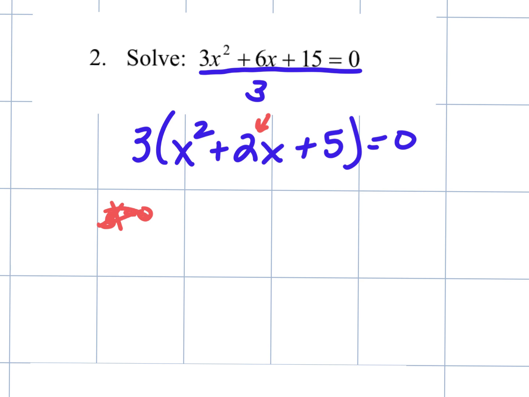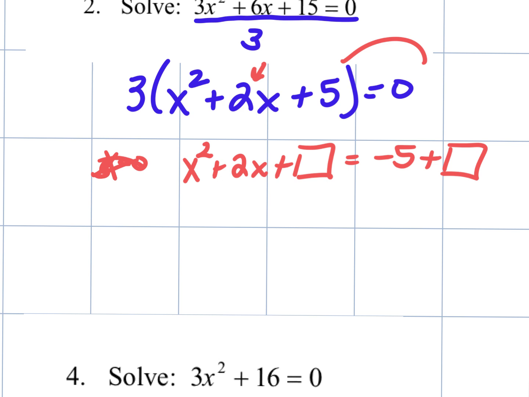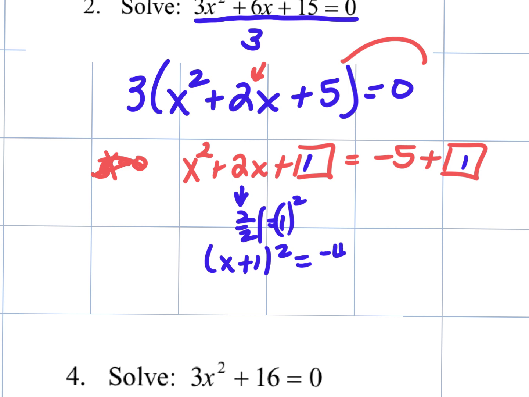So to complete the square, I have x squared plus 2x plus my square. I'm going to move positive 5 over. This becomes negative 5 plus my square. So I'm going to take my b term, which is 2, and divide it by 2, and I get 1. So my binomial on this side is going to be x plus 1, because it's a positive 1, equals, and what's going to go in each box? I'm going to square 1, so 1 and 1, so I have negative 4.